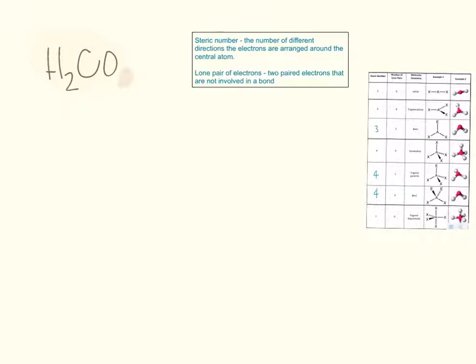Alright, so next we have H2CO, and so the first thing I have to do is count my number of valence electrons.